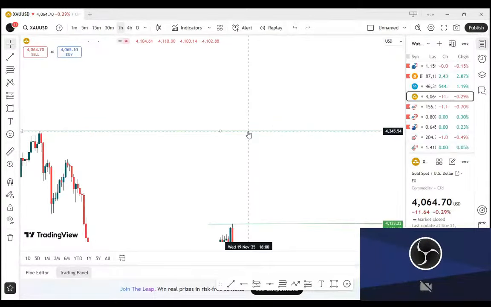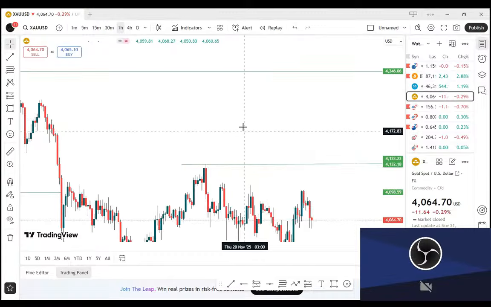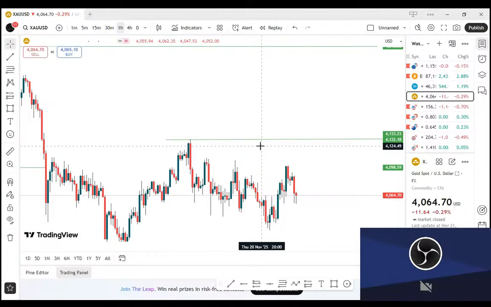There is a point of interest again for seller's mode. If you're looking for a selling opportunity at this high, this is where you are safe to sell. Your stop loss will be very tight.